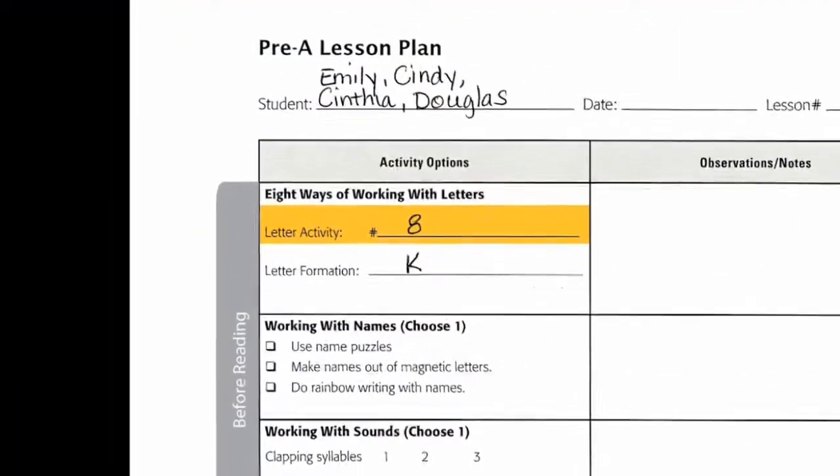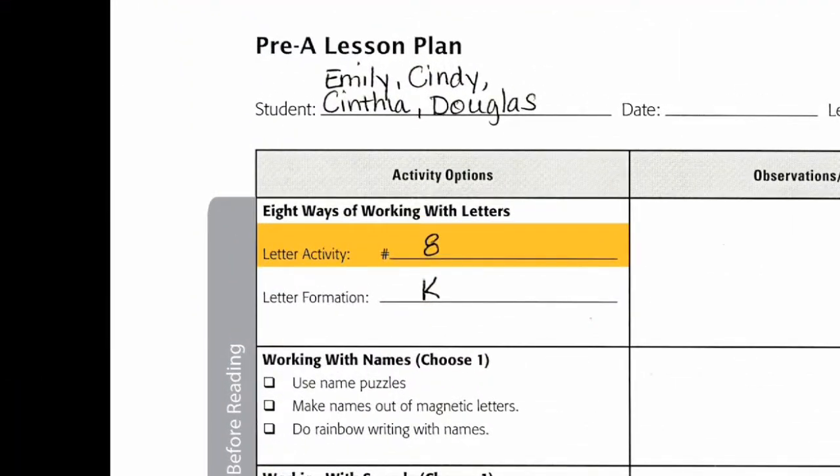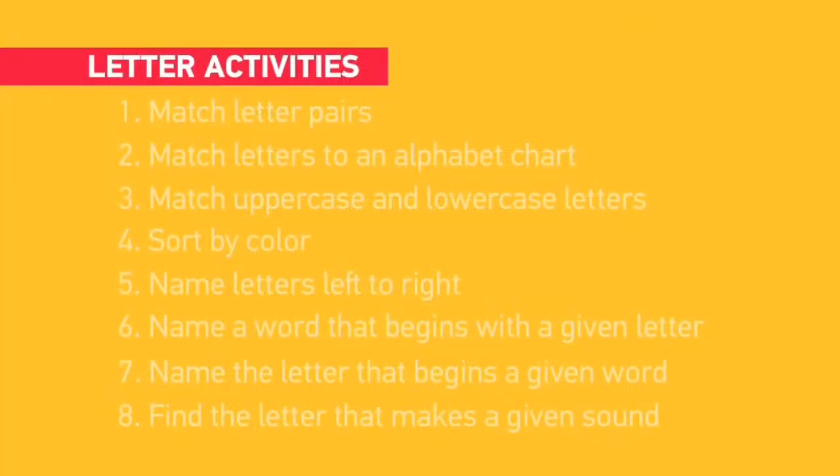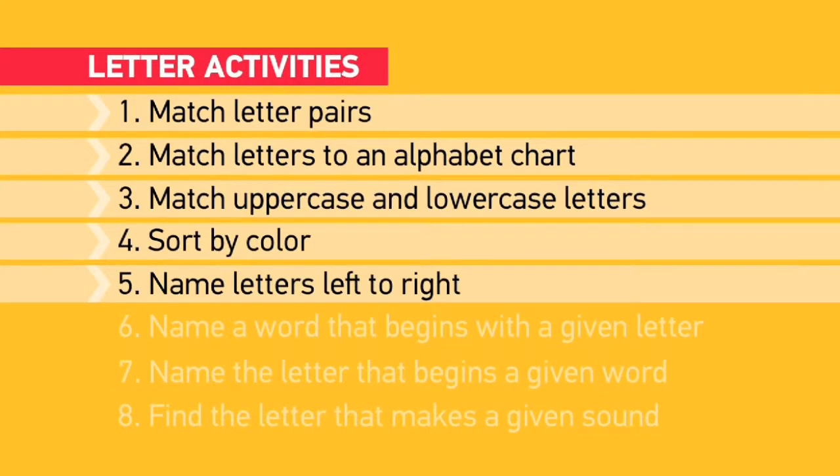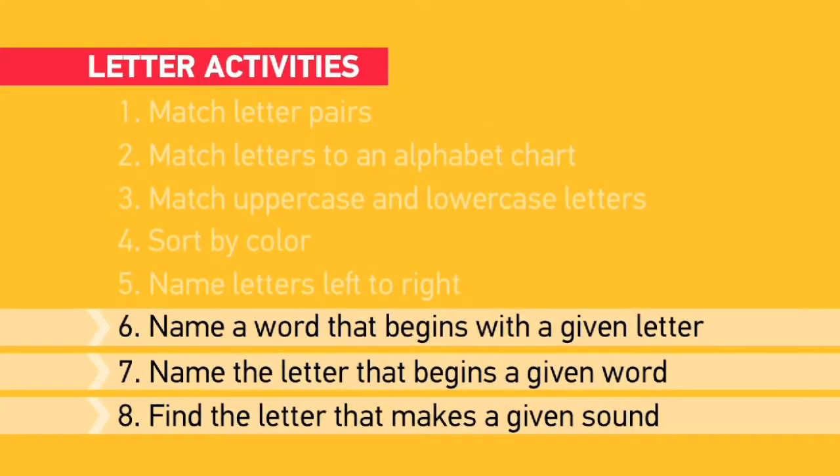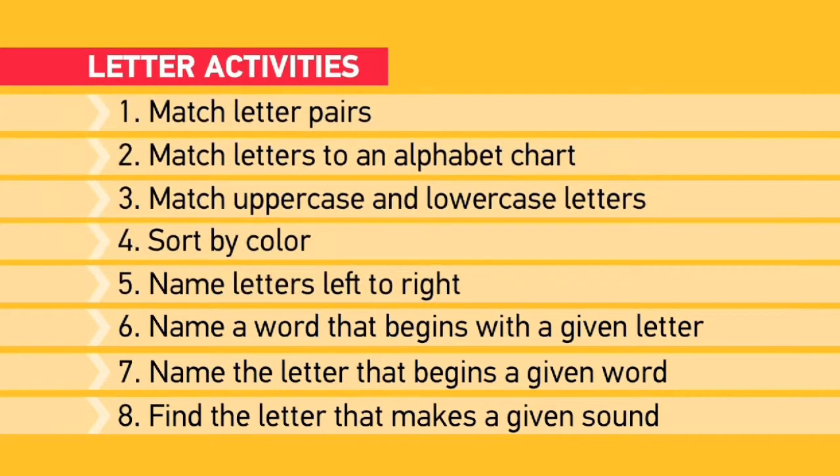Choose one letter activity from among 8 to use with your group. The letter activities are listed from easiest to hardest, so choose an activity from the top of the list with students who know very few letters. Activities 6, 7, and 8 are best used with students who know about 30 or more letters by name. Our purpose is to build automaticity by working with known letters.